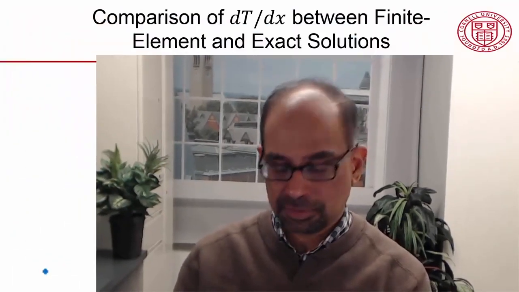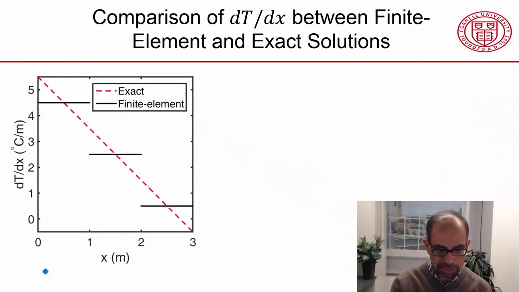the exact solution. And the derivative of the temperature is important because it's related to the heat flux. This plot shows the comparison. On the vertical axis, I have the derivative of the temperature. On the horizontal axis, I have the distance along the bar, and the solid line is the finite element solution. The dashed line, as before, is the exact solution. So the exact solution is linear and decreasing, whereas the finite element solution is piecewise constant.